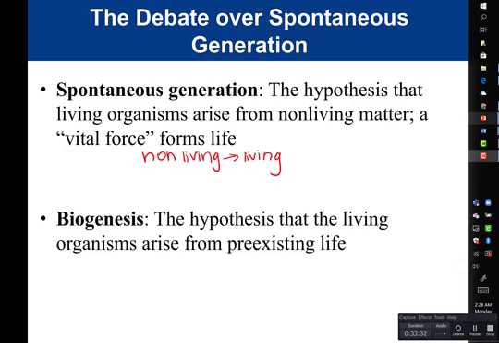Biogenesis, on the other hand, is the hypothesis that living organisms arise from pre-existing life. So in this case, life gives rise to life, so that life only comes from other pre-existing life. So life begets life. So this was the theory of biogenesis. Now, there was a debate for a period of time. Some scientists believed in spontaneous generation. Others believed in biogenesis. And so we're going to talk about several experiments that were done to see if biogenesis is the way or spontaneous generation is the way.